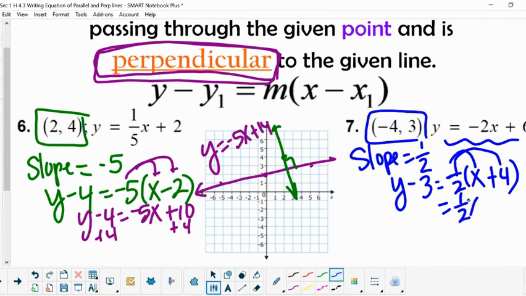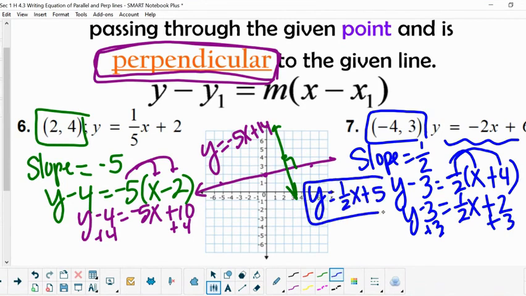You guys, what's half of 4? 2. Yeah, you don't even have to think about it. Just take half of it. Half of 4. Add your 3, and you will have the perpendicular line at 1/2 x plus 5. You're going to cross it at exactly 90.